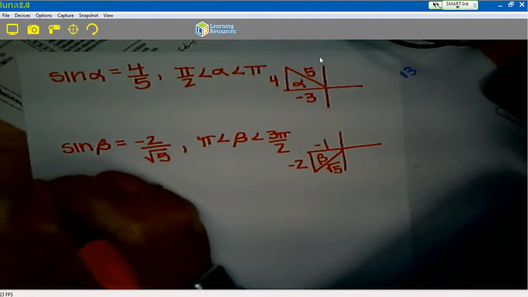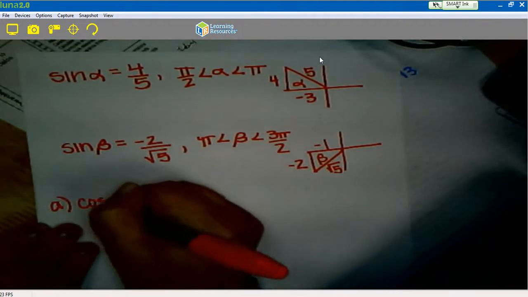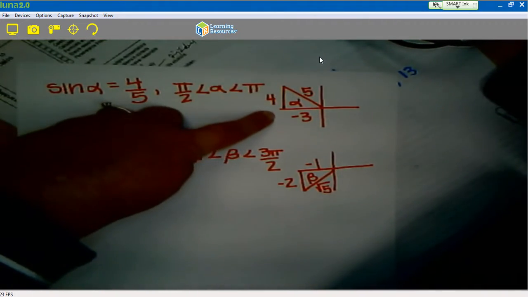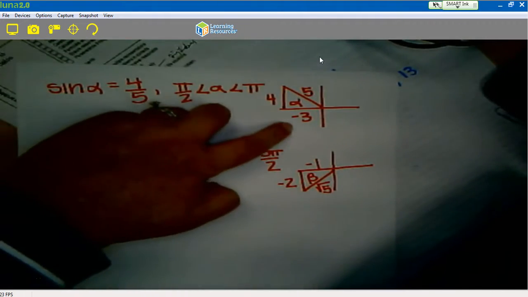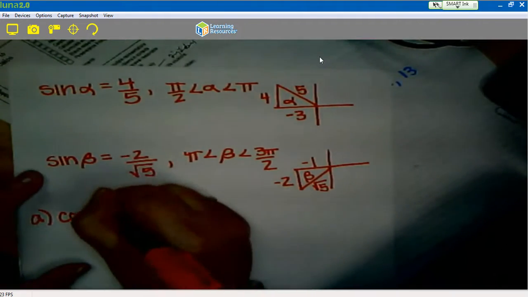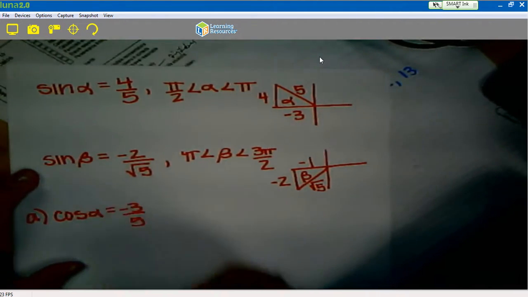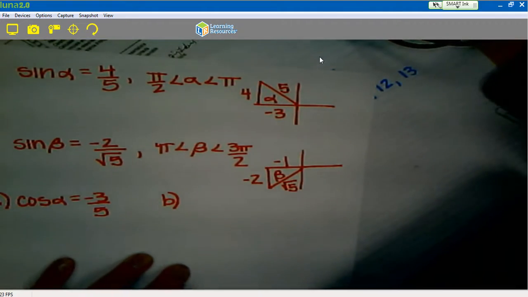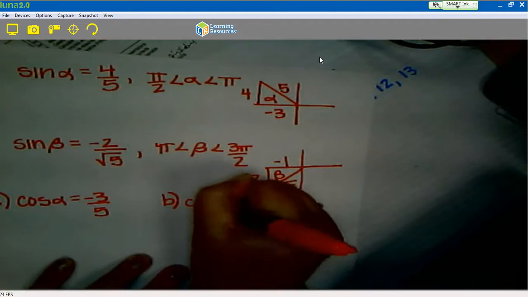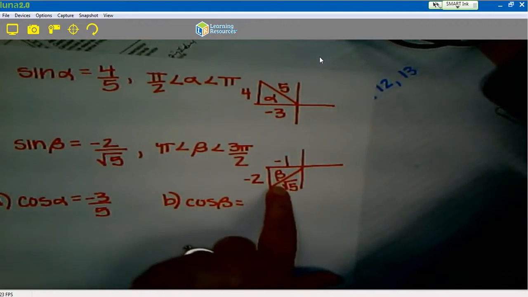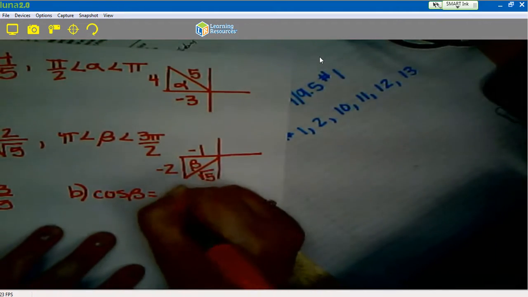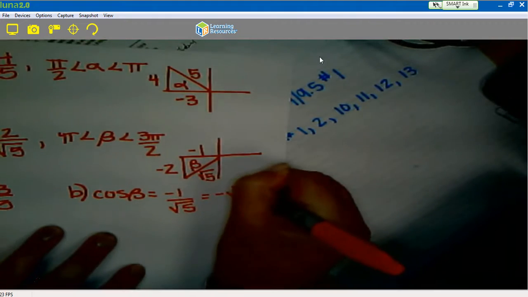Part A is asking for the cosine of alpha. So we're just going up to our alpha triangle, and we want to take the cosine of that triangle, which is -3/5. Part B is asking for the cosine of beta. So we're going to look at our beta triangle, and the cosine here is -1 over square root of 5, which is negative square root of 5 over 5.